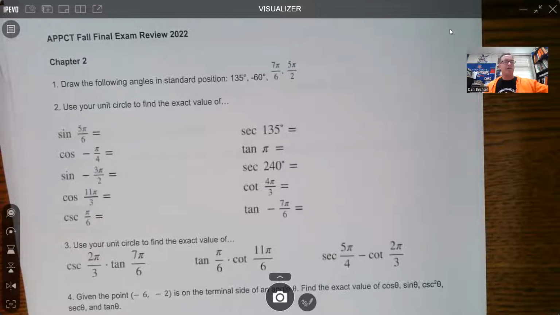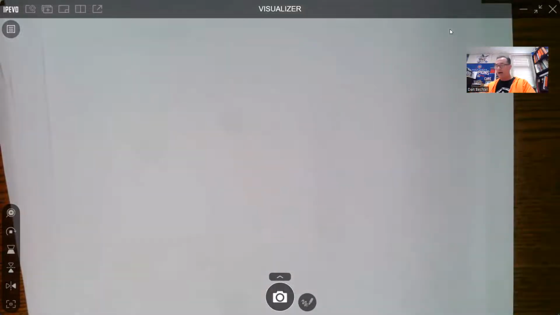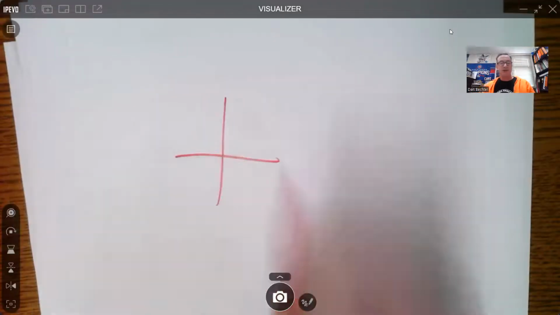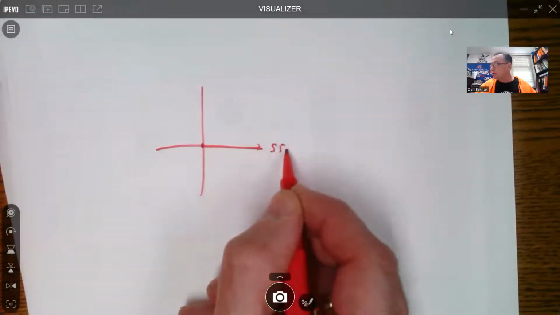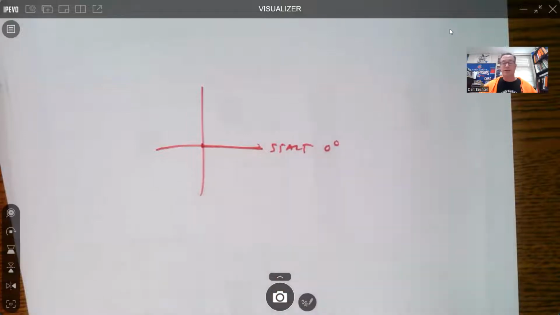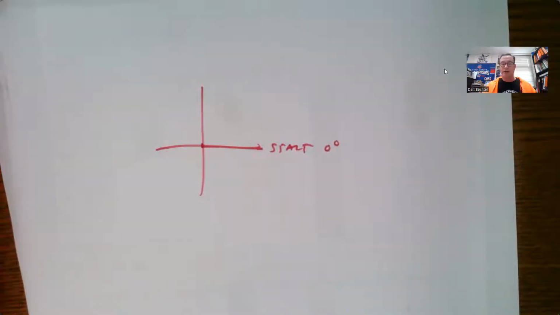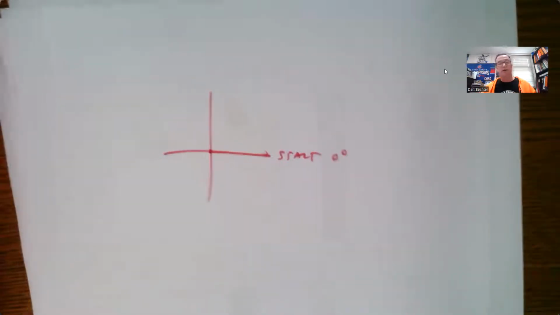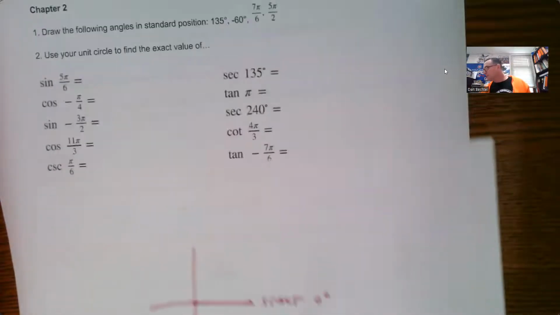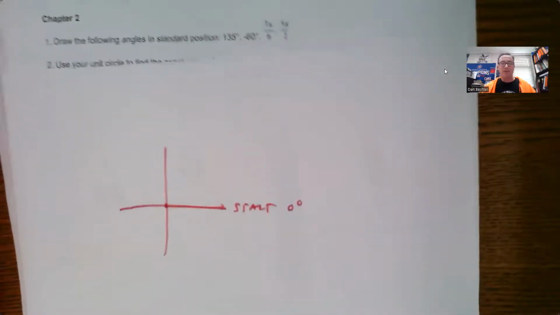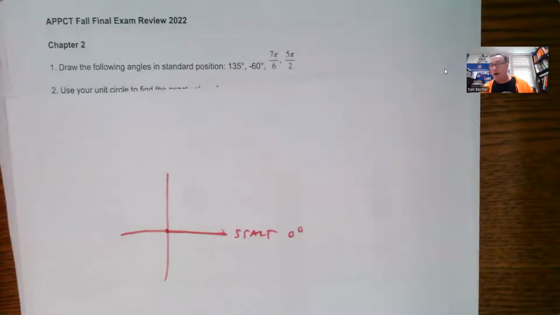Here, draw the following angles in standard position. Standard position just means I am looking at an angle that starts on an XY coordinate plane. That is the vertex. That is my start. So that would be 0 degrees. Now, you guys know degrees and radians, so I'm not concerned about any of that. What I'm mostly trying to look for is, will you be able to draw the rest of them as we go? I'm pretty sure you'll be able to do this, but who knows?